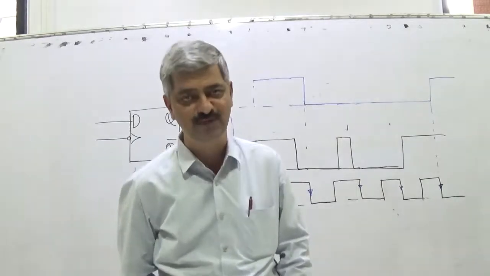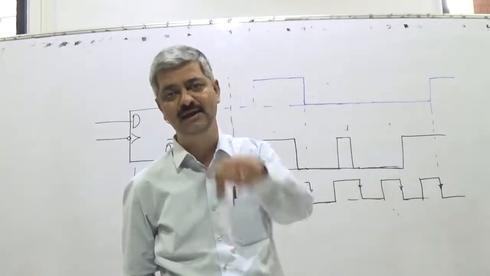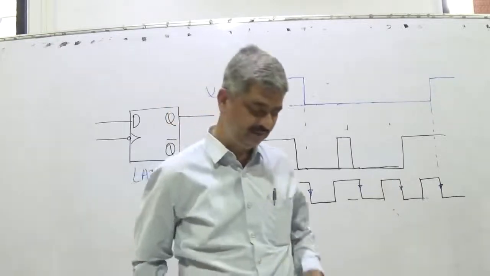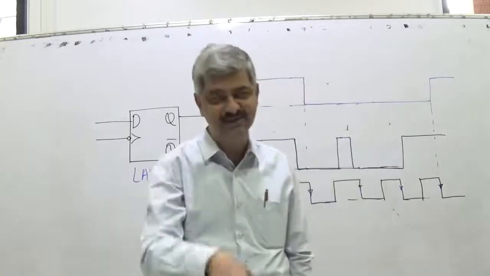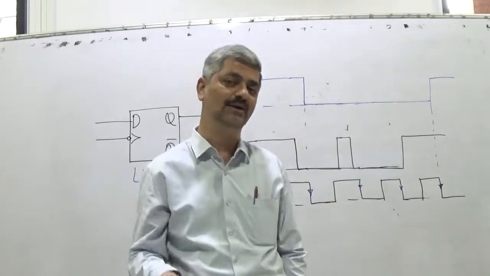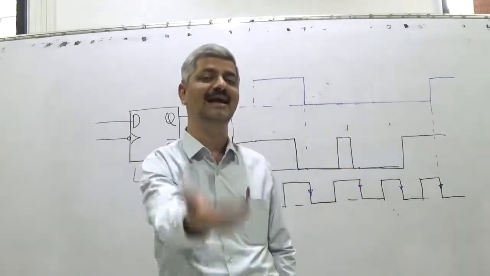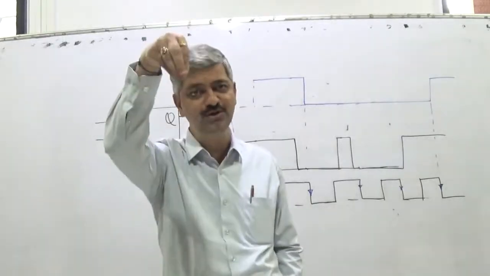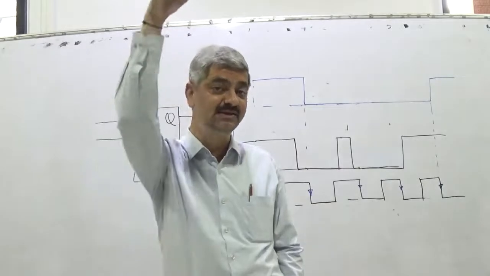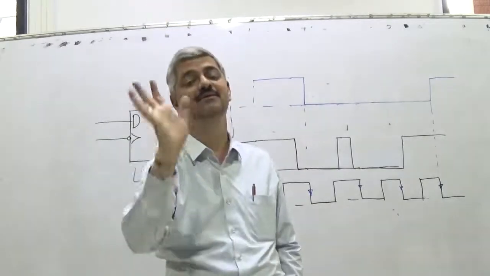So it is possible for us, by giving an active low pulse falling edge, to write whatever we want in the latch. So it is also called a D latch. Whatever you put and give clock is stored in the flip-flop.